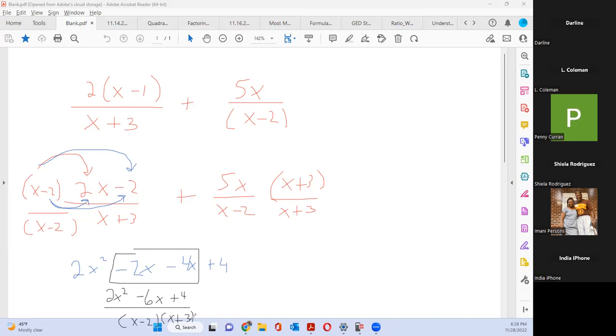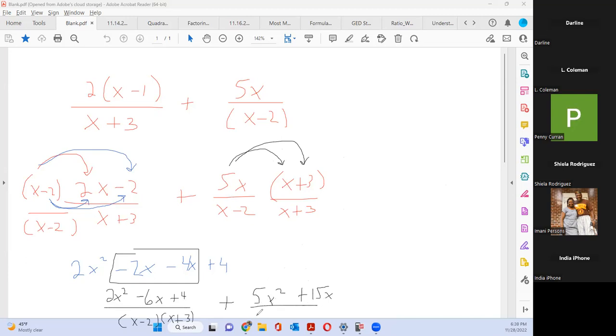Does everybody understand that? So all we did was multiply the first rational expression by its other denominator, x minus 2. Now I'm going to go to the other side and multiply the second rational expression by x plus 3. So what is 5x times x? 5x squared. What is 5x times 3? 15x.